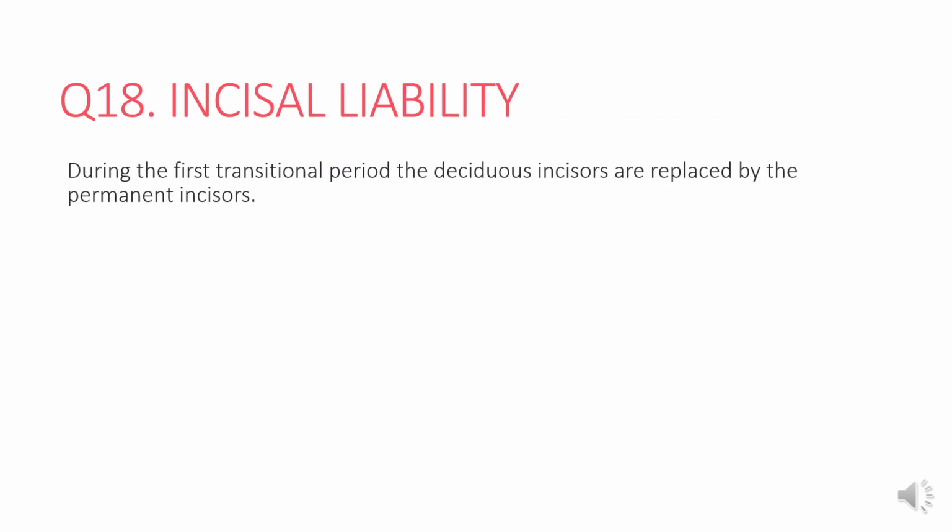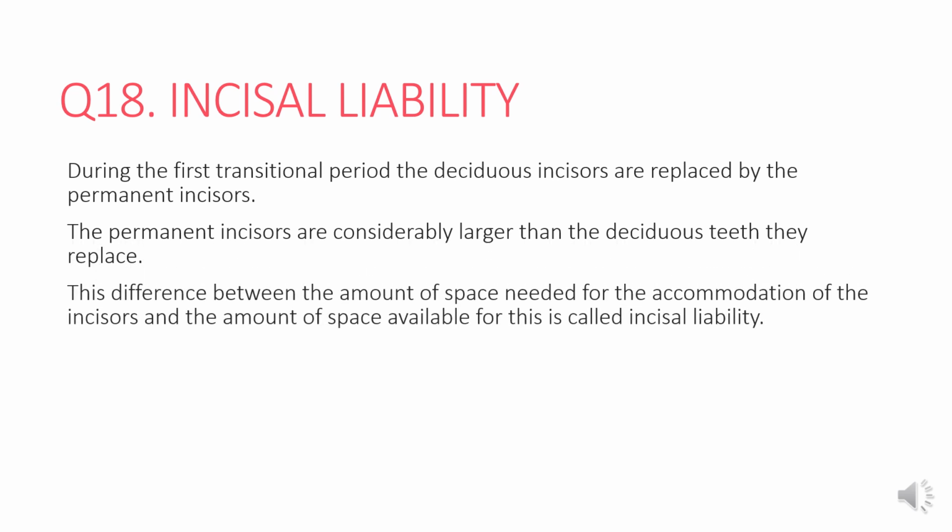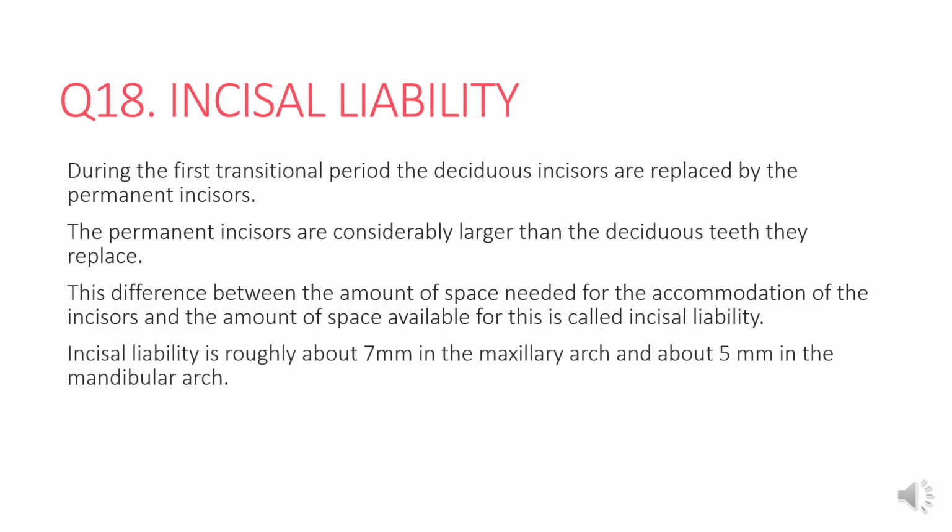Next question is incisal liability. During the first transitional period, the deciduous incisors are replaced by the permanent incisors. The permanent incisors are considerably larger than the deciduous teeth they replace. This difference between the amount of space needed for the accommodation of the incisors and the amount of space available for this is called incisal liability. Incisal liability is roughly about 7 millimeters in the maxillary arch and about 5 millimeters in the mandibular arch. It was described by Warren Main in 1969.